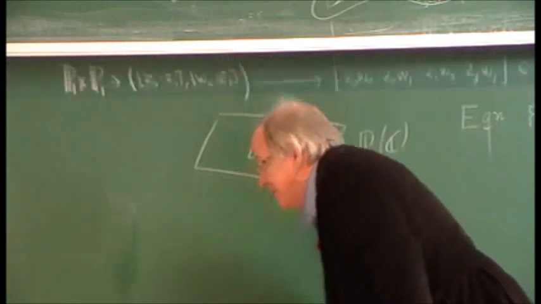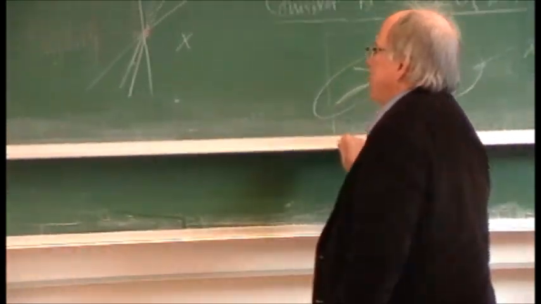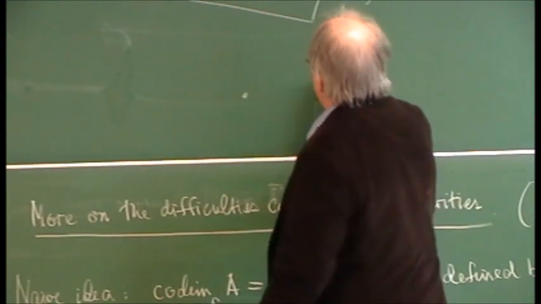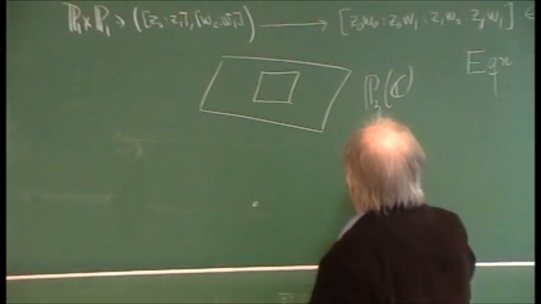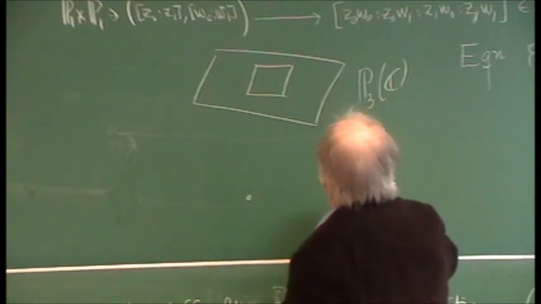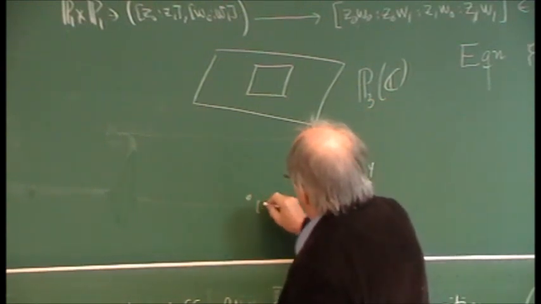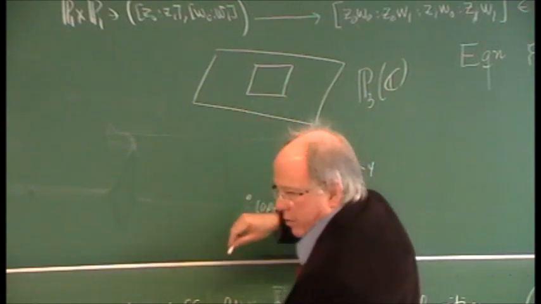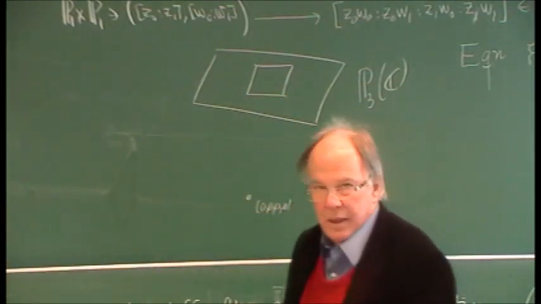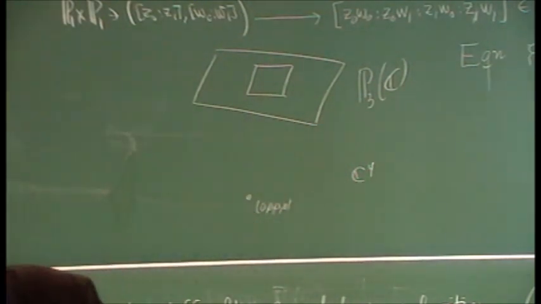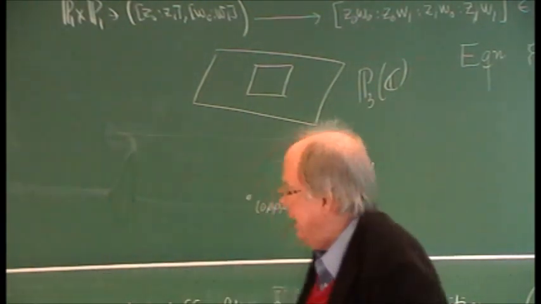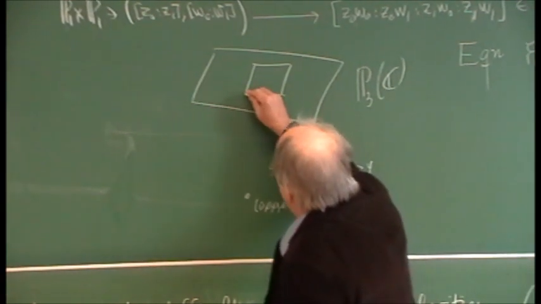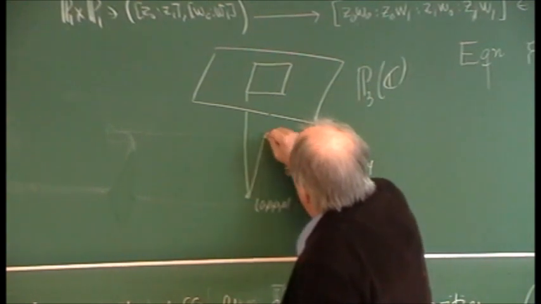Here's the origin in C4. Don't forget, C4 is a cone over P3. If I write it in affine coordinates, there's 0. Now I have the cone. I'm sorry, I'm going over, but this is so beautiful, I have to do this. Here's the cone over this thing.